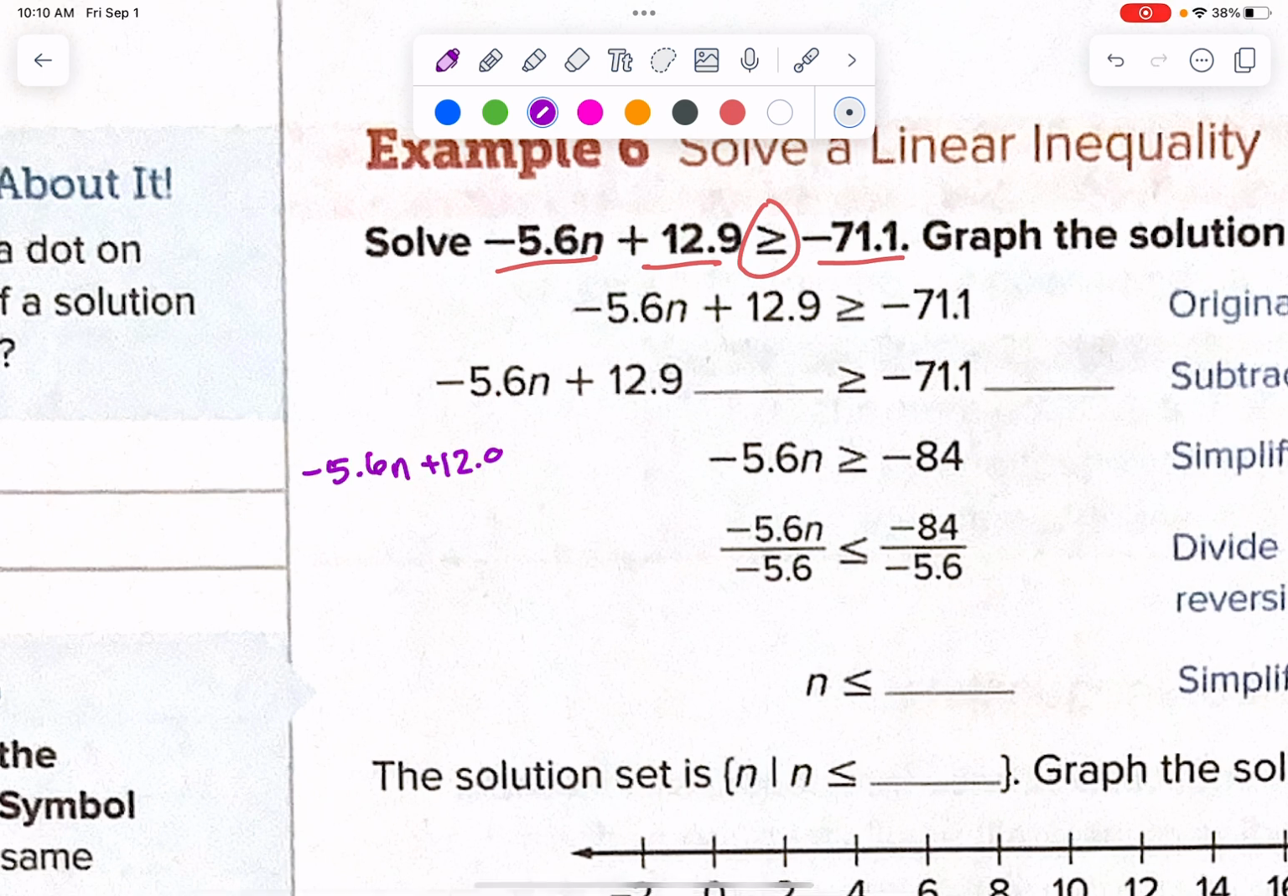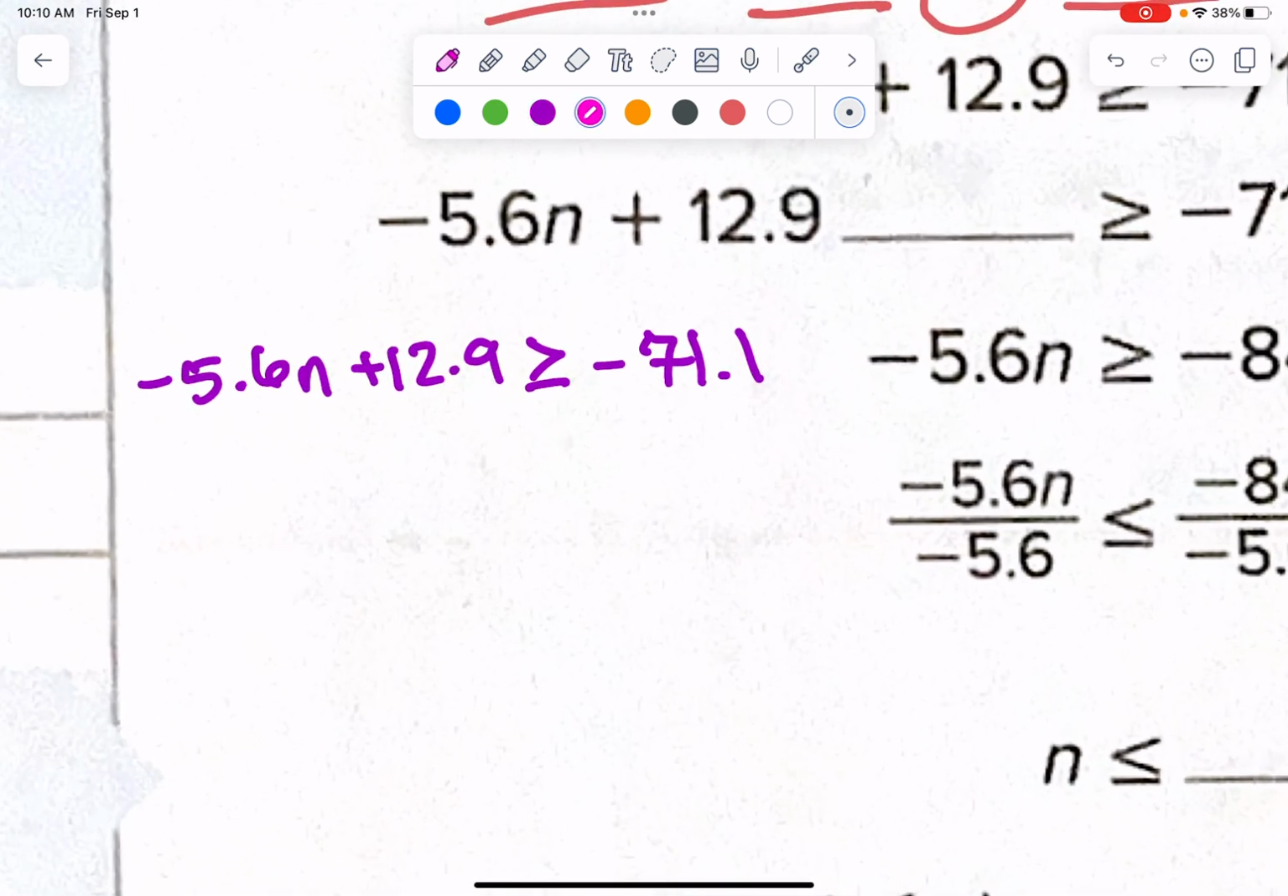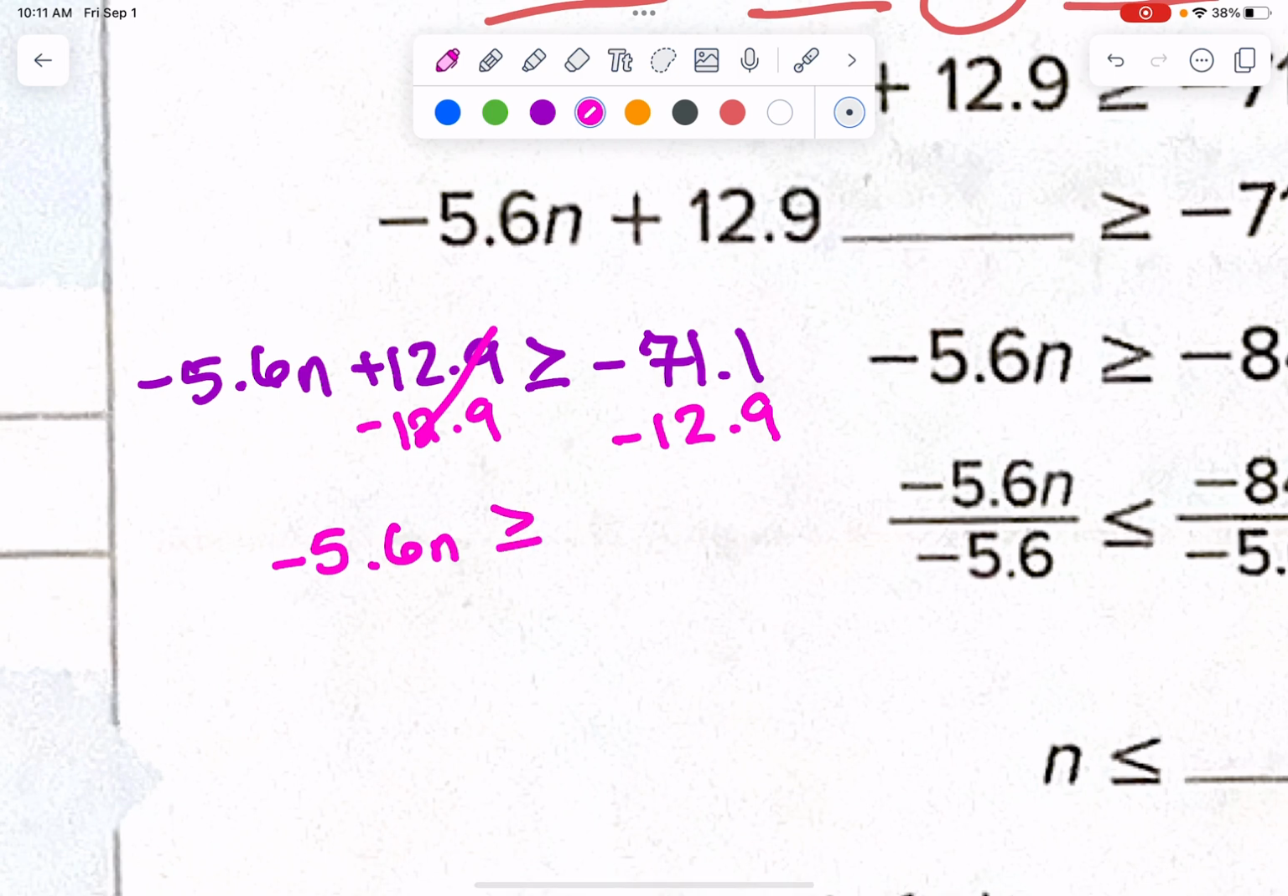-5.6n plus 12.9 greater than or equal to -71.1. Okay, so the first thing I'm going to do is subtract the 12.9. And -5.6n is going to be greater than or equal to, try to do it in your head if you can. Since those are both negative, we're just going to add them together. So 0.1 and 0.9 would be 1.0, carry the 1, that would be 4 and 8, 84.0, -84.0. If they have the same sign, you're just going to add them together, right? And that's what it would look like.